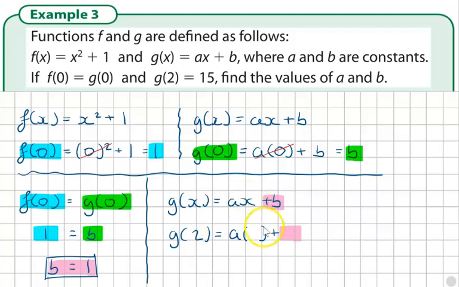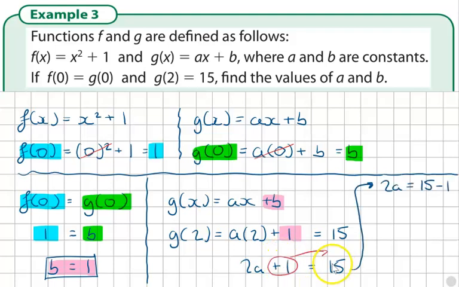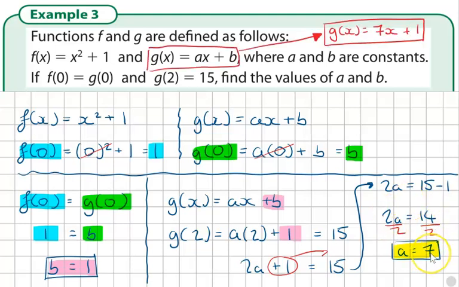So we're going to swap the x for brackets, and we're going to replace the b with 1, and into the brackets we'll put 2, and we let it equal to 15 because we're told g of 2 is equal to 15. And then a times 2 is 2a, because a number times a letter, we stick them together. So 2a plus 1 is equal to 15. So the 1 comes over the equal sign, becomes minus 1. So 2a is equal to 15 minus 1. So 2a is equal to 14. And dividing both sides by 2, we get a is equal to 7.